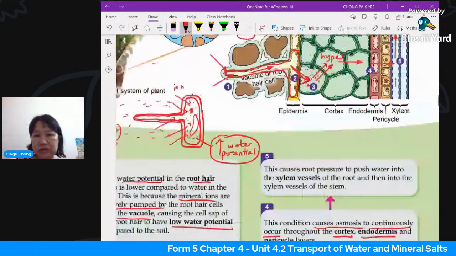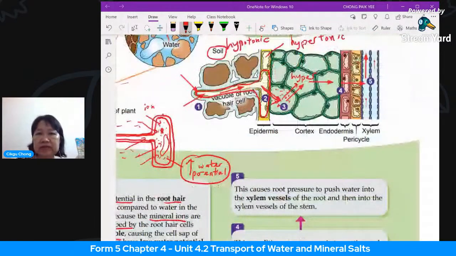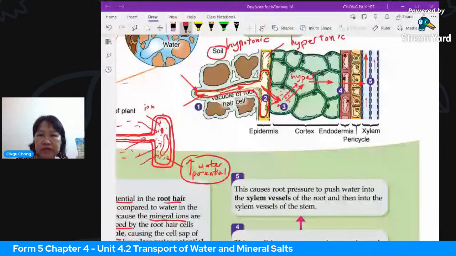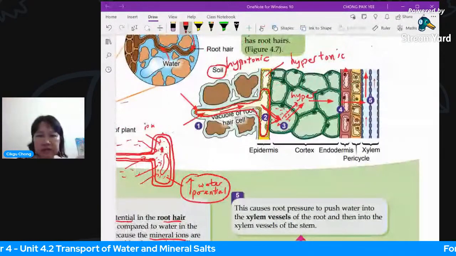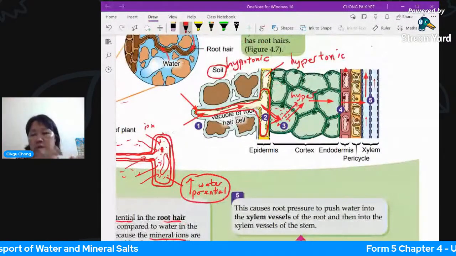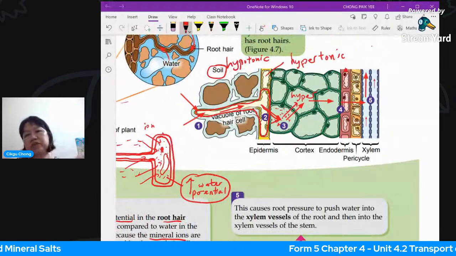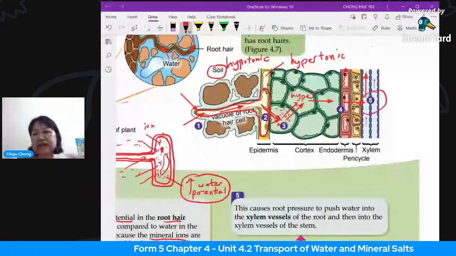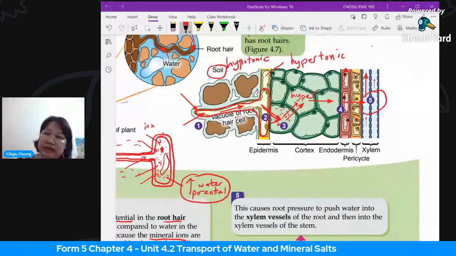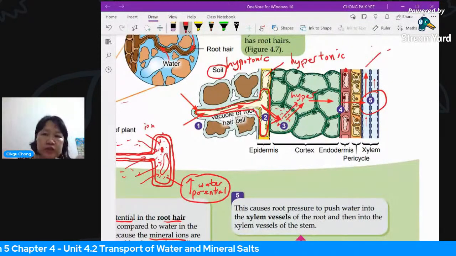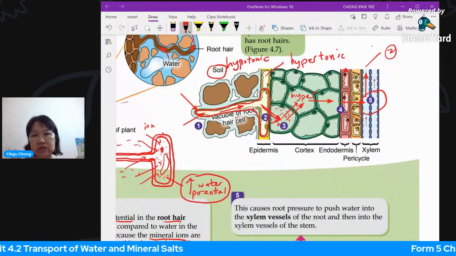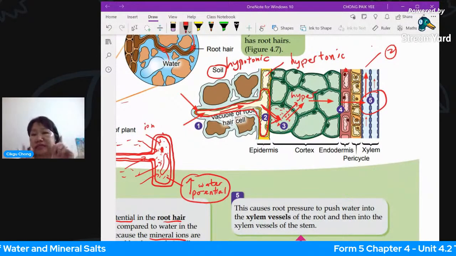After the endodermis is the pericycle. Endodermis, you remember, has one layer called the Casparian strip. I will show you later. So slowly you find the water will be transferred from one cell to one cell to one cell. Later on, it goes into the xylem. Then the water gets pushed up the xylem. And later on, you will have the second force, which is capillary action, which is how water goes up the xylem.